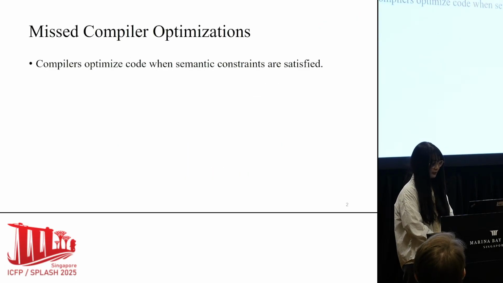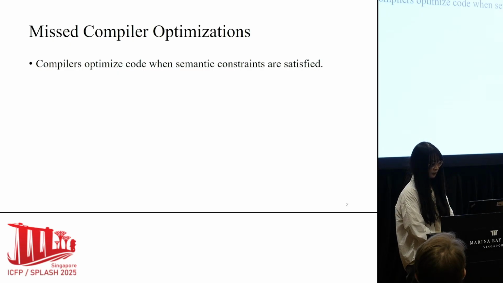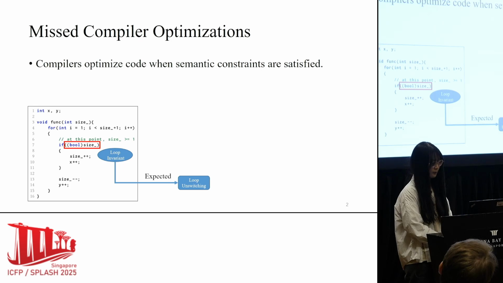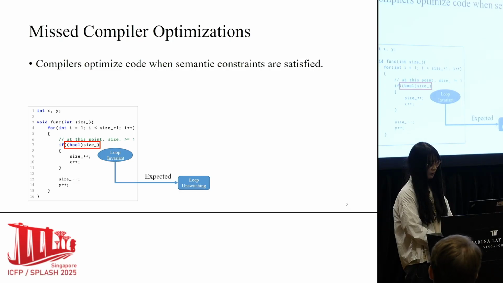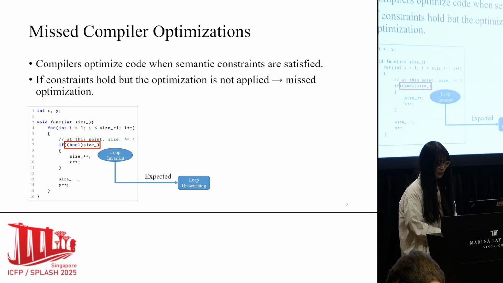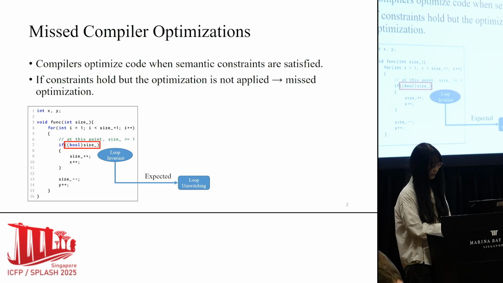When one program satisfies certain semantic properties, the compiler can optimize the code to improve the performance. For example, if the if condition in one loop is a loop invariant, loop unswitching can move the conditional statement out of the loop, reducing branch jumps inside the loop and enabling other optimizations. However, sometimes although conditions meet, the compiler missed the optimization. This is called a missed optimization.